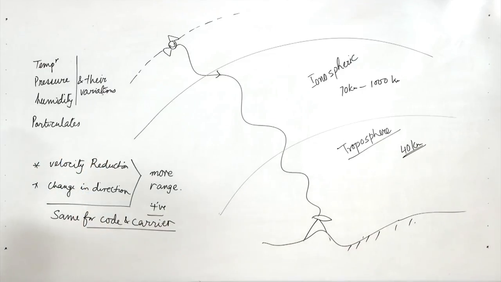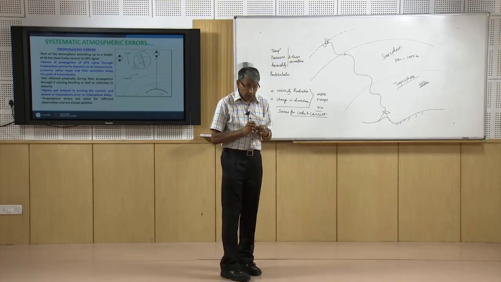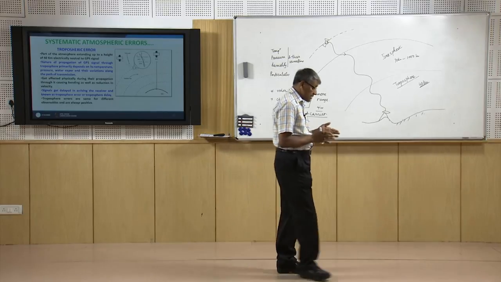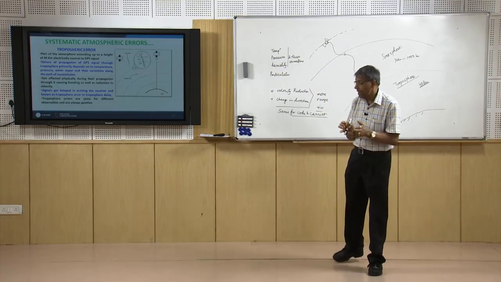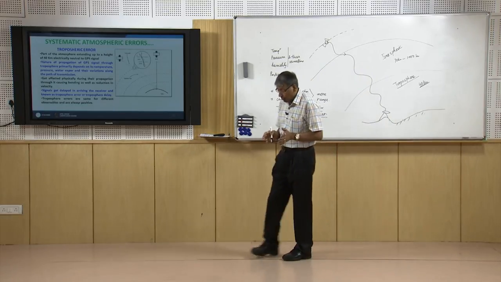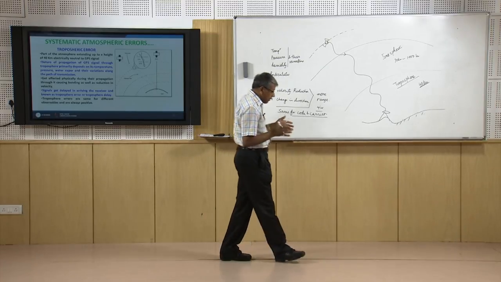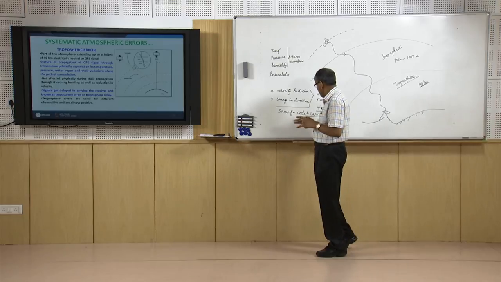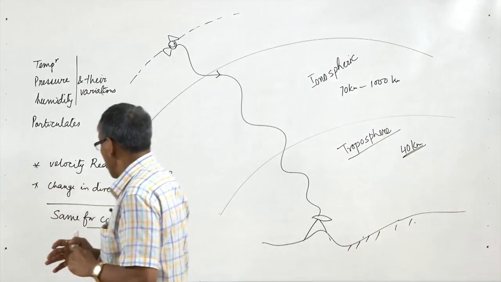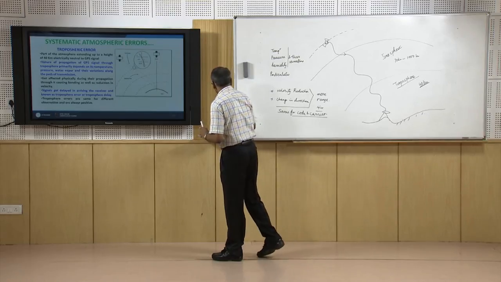So the code part and carrier part of the signals will have the same tropospheric error. Different types of code, different types of carrier will have the same amount of tropospheric error, and these are positive in nature.